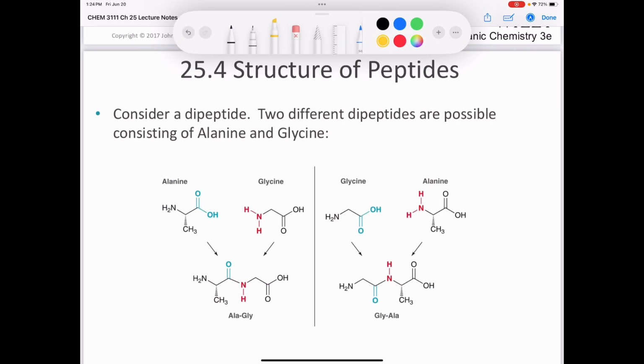For example, consider a simple dipeptide that you could make by joining alanine and glycine. We could make the peptide bond formed between the carboxyl group of alanine and the amino group of glycine. So we see that here, carboxyl group of alanine, amino group of glycine, and there's our peptide bond. Or we could make a dipeptide using the carboxyl group of glycine and the amino group of alanine, and there is our peptide bond. But if you look carefully at these two compounds, you'll see they are not the same compound, but they are constitutional isomers. They have the same molecular formula, but they're connected in a different way.